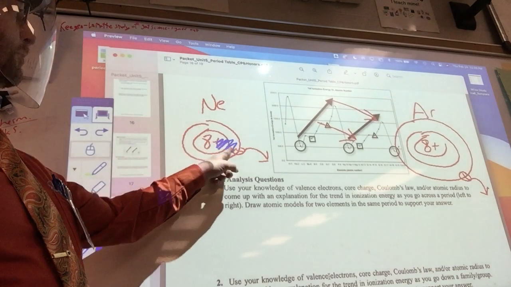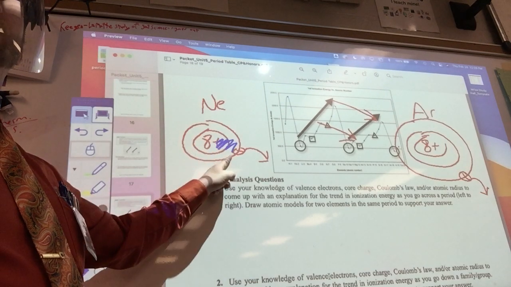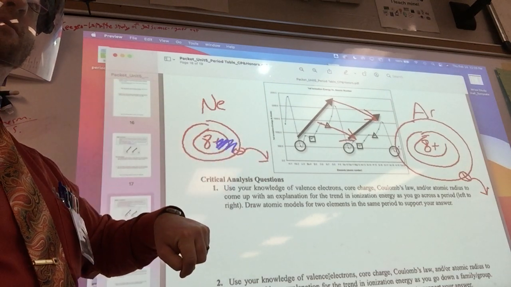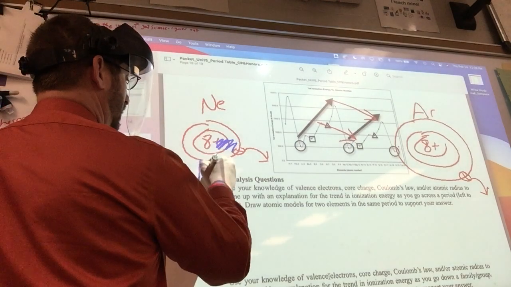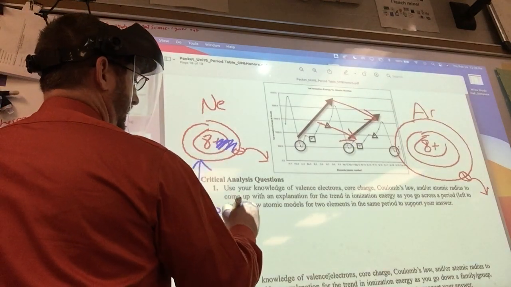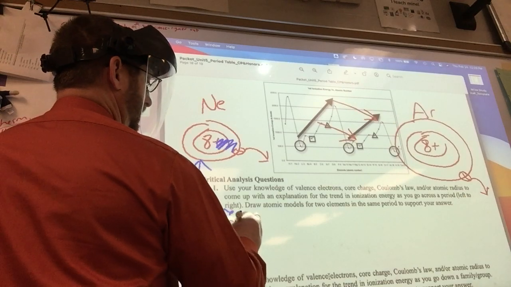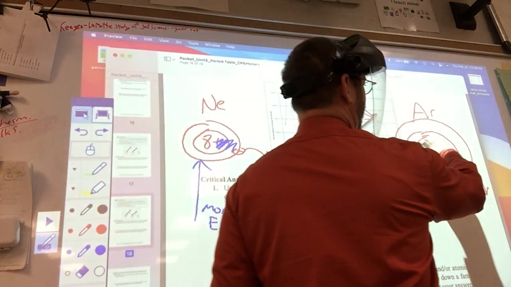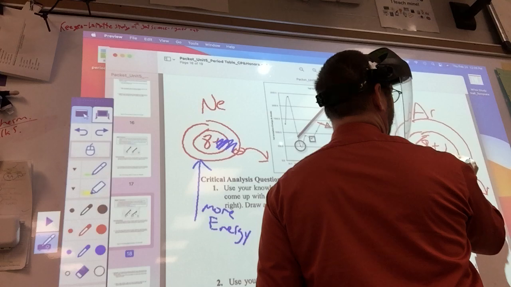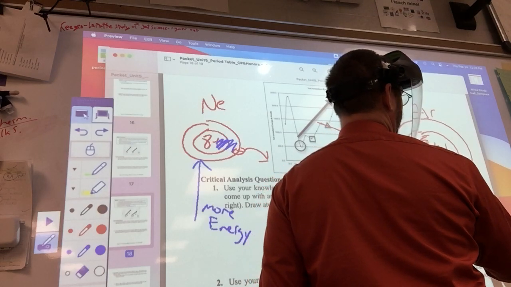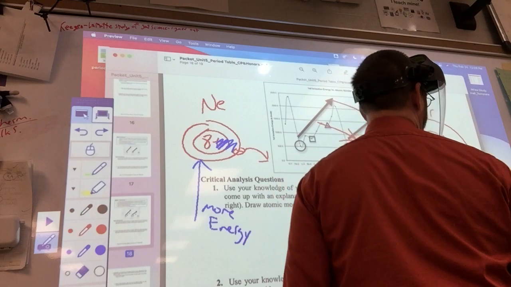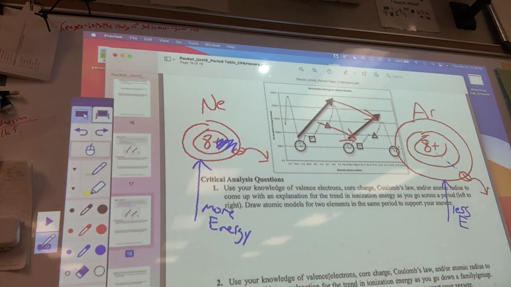So these are super strongly attracted. It'll be easy to rip it off? Johnny? It'll take more energy, right? So more energy. Because this negative is so far away from that +8, that's going to be a weaker attraction, so it'll take less energy. Coulomb's law.